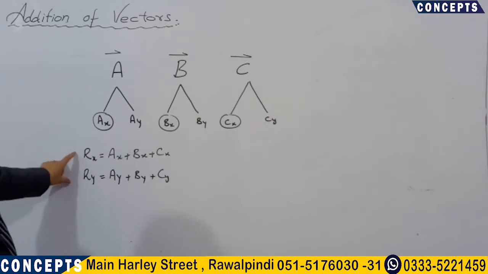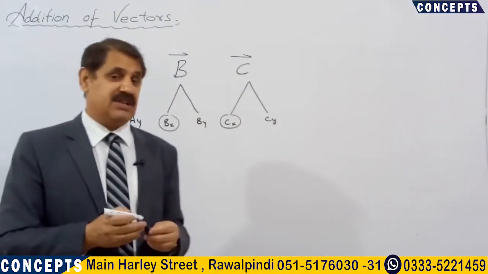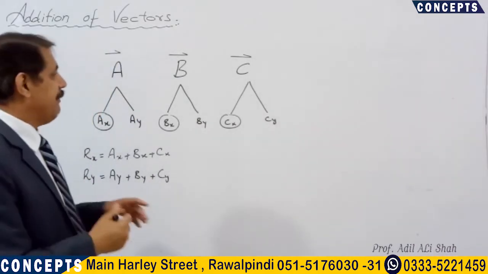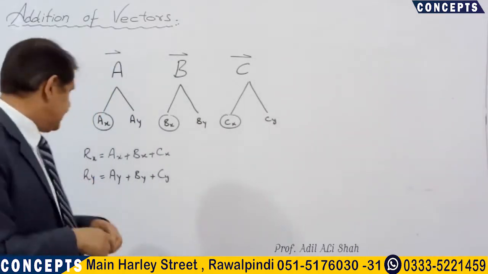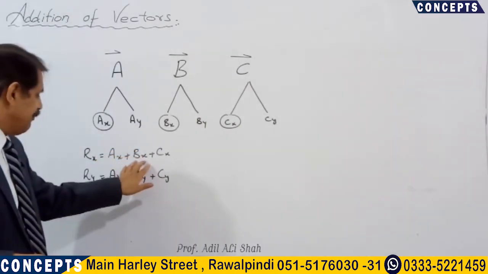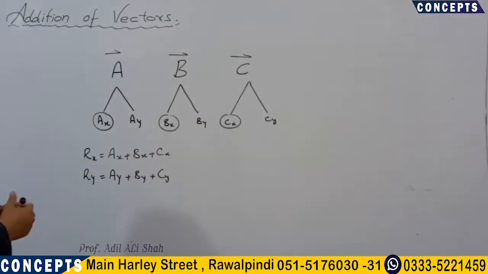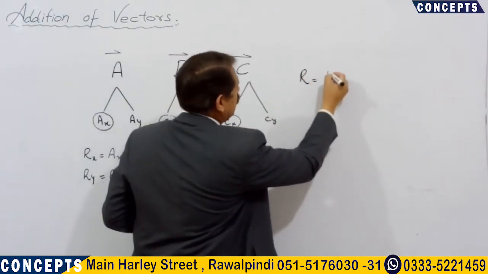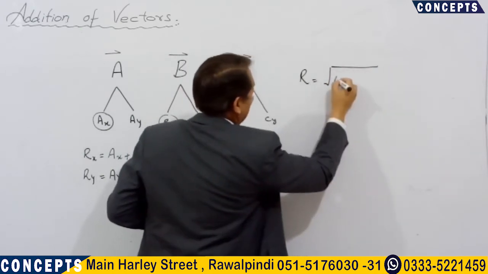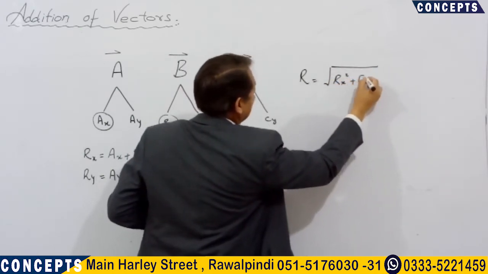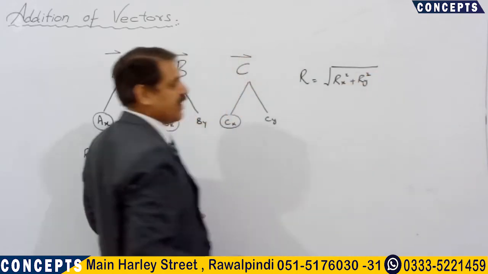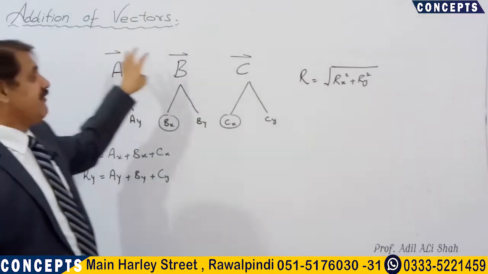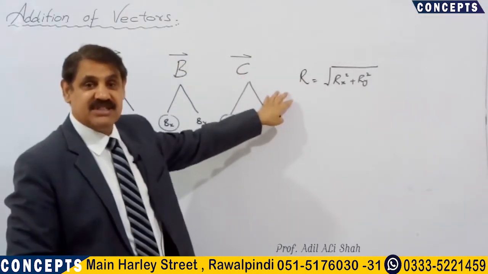Now, whenever we have the two rectangular components of a vector, Rx and Ry, we can find out the magnitude of the resultant vector. These are the magnitudes of the x component and y component. What would be the magnitude of the resultant vector? That would be R is equal to the square root of Rx square plus Ry square. But we are interested in calculating the resultant vector. This is the magnitude. We must have its direction.